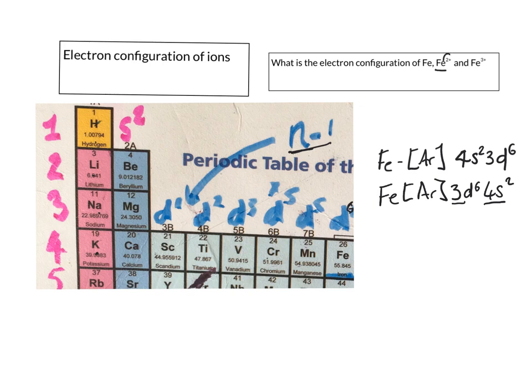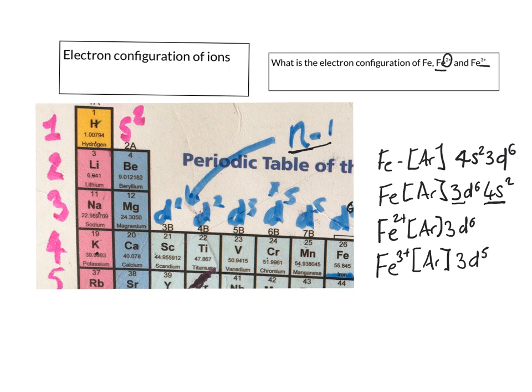So if we're forming a 2+ ion, it means we are losing 2 electrons, and therefore it follows that the Fe2+ ion has an electron arrangement of Ar 3d6, as it loses these 4s electrons. And therefore it follows that the Fe3+ ion must have lost 3 electrons. So Fe3+ is going to lose 1 more, but this time it's going to come out from the 3d. So it's going to be Ar 3d5.